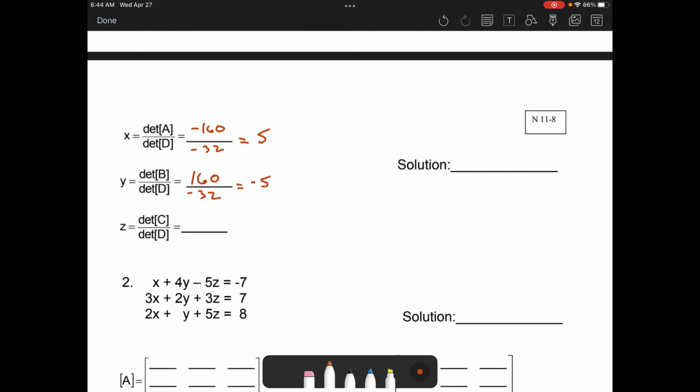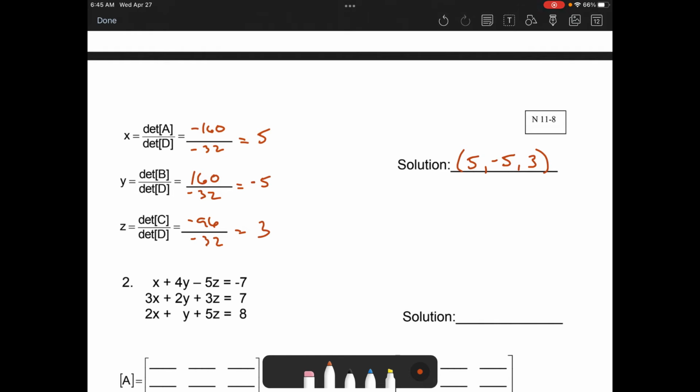Then finally, to calculate the solution for z, you take the determinant of matrix C, which is negative 96, and divide that by the determinant of D, which is again negative 32. Divide those and you get 3. So the solution is x equals 5, y equals negative 5, and z equals 3.